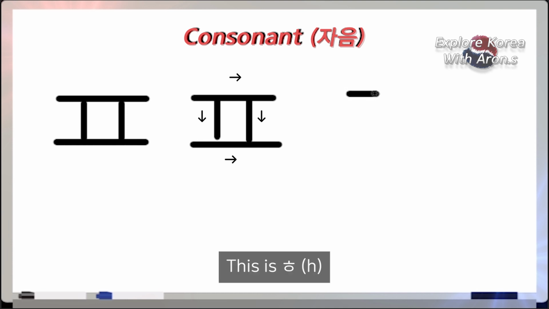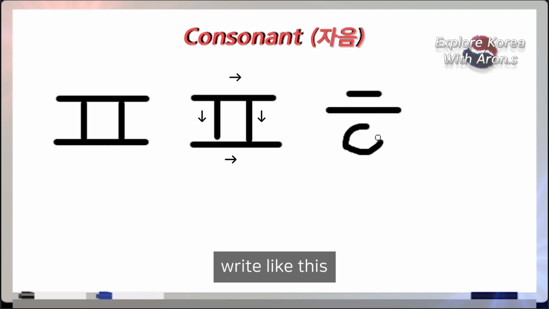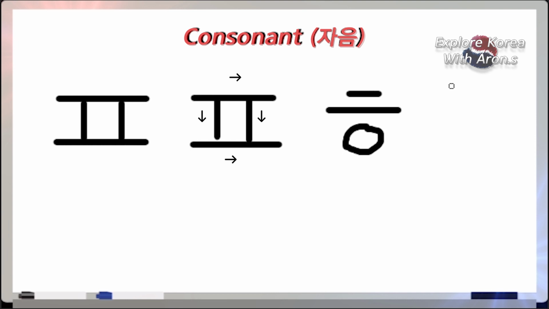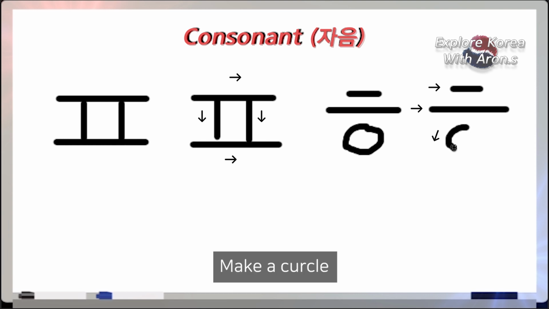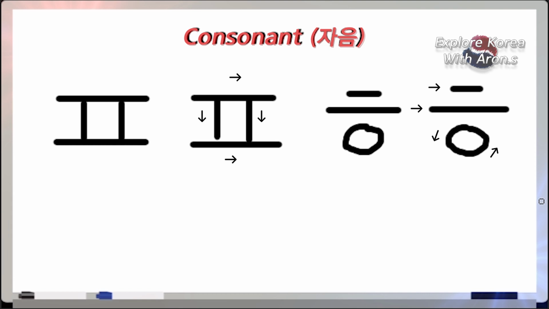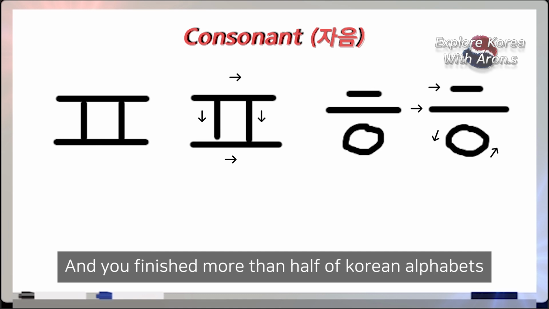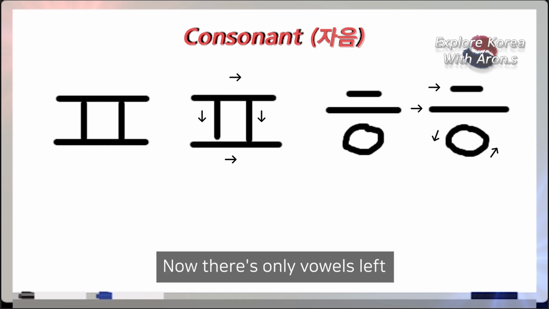This is hieut, H sound. Right, like this. Right, and right. Make a circle. Finish it. And you finished more than half of the Korean alphabet. Now, there are only vowels left.